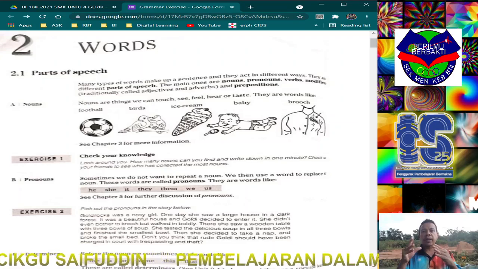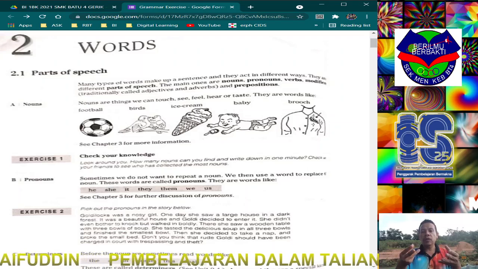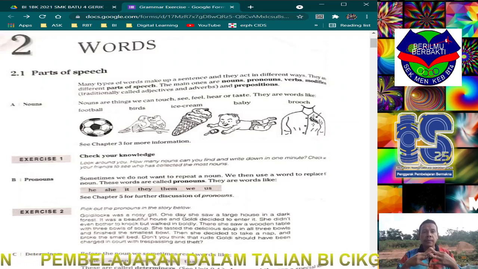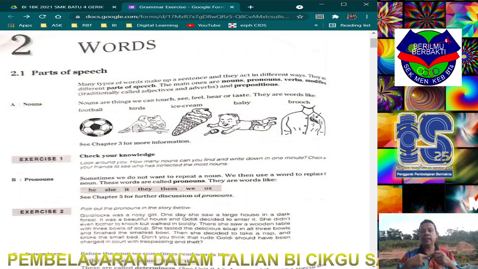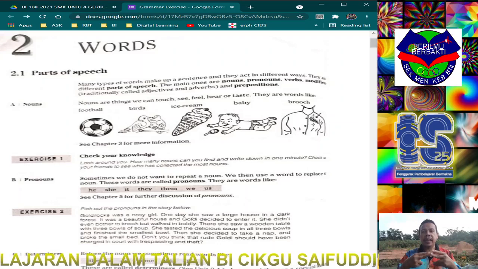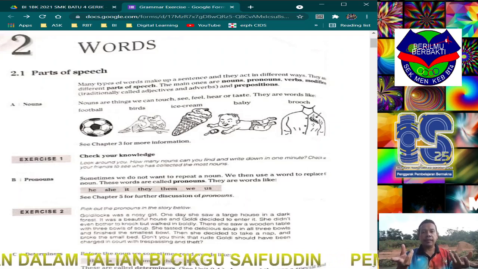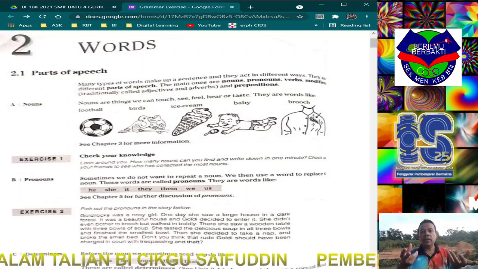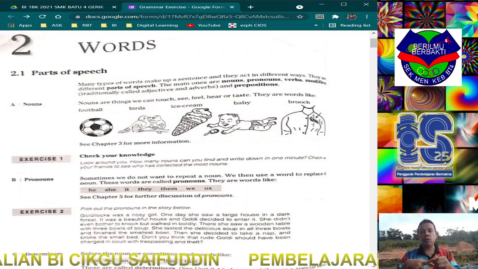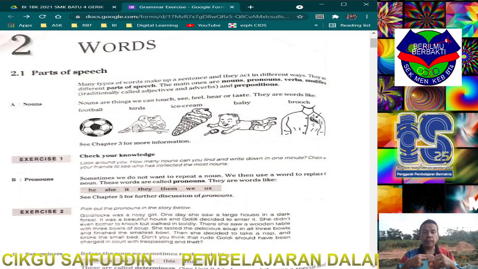Ini adalah bahagian-bahagian yang ada dalam pembentukan sesuatu ayat yang anda perlu tahu supaya anda dapat membina ayat yang lebih baik ketika anda buat esei dan sebagainya. First is nouns. Apakah dia nouns, kata nama? Nouns are things that can be touched, felt, heard, or tasted. They are words like football, birds, ice cream, baby, brush, and so on. So this is the kind of noun, kata nama.